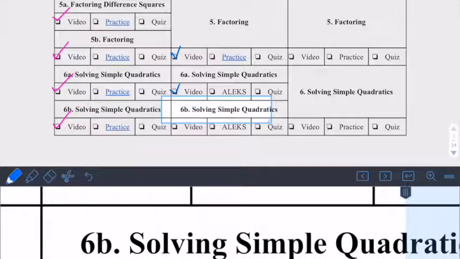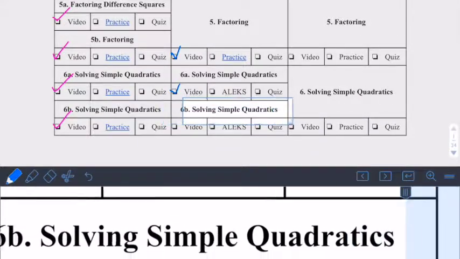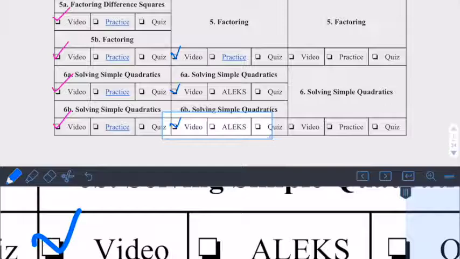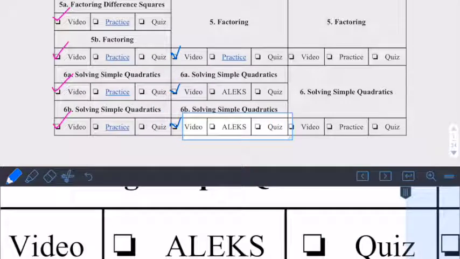This is lesson 6b, solving simple quadratics, and there's also an Alex with this one instead of paper.